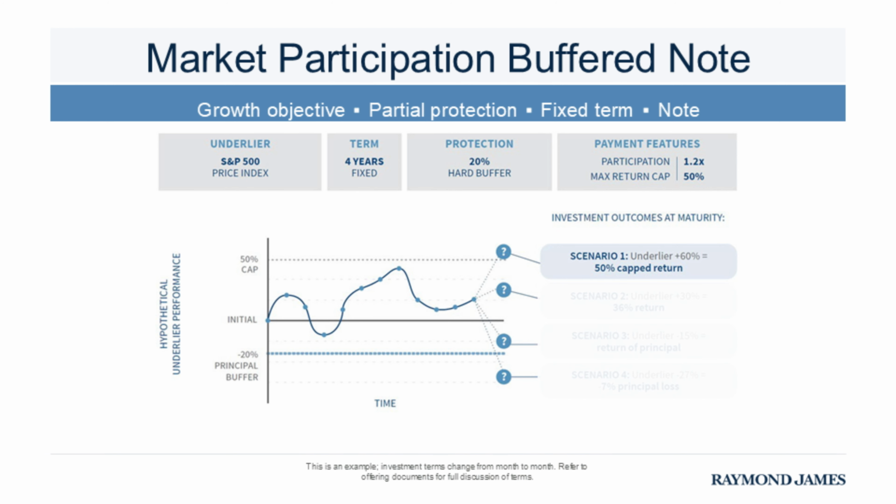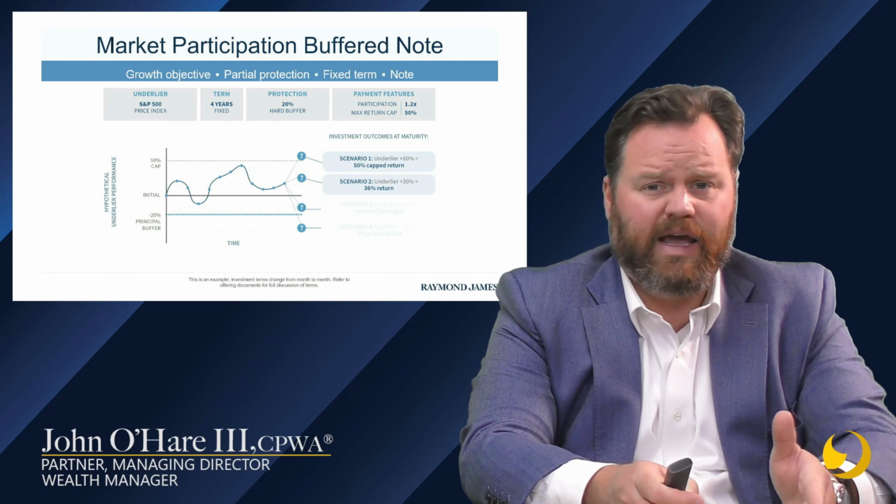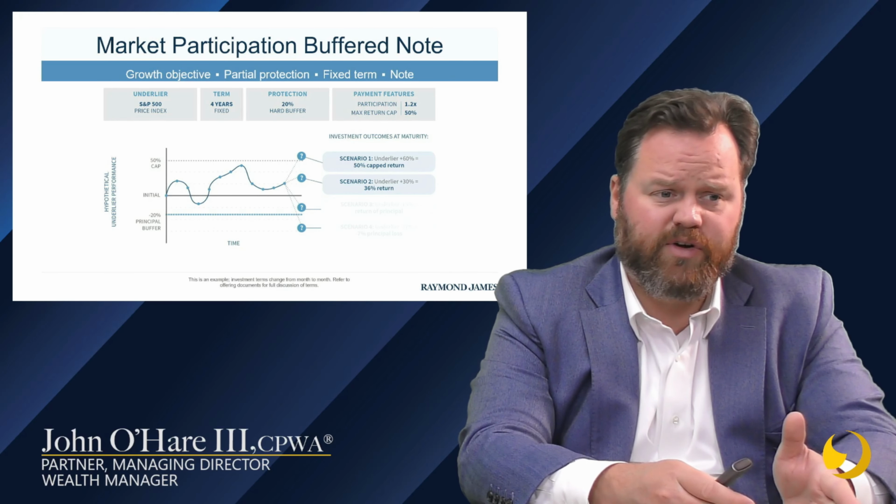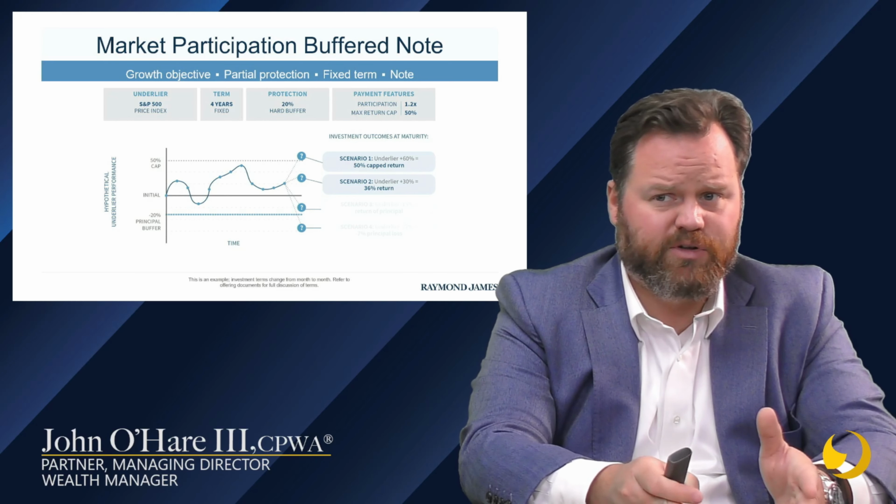The market goes way up, goes up 60% over that time period. What happens? We cap out at 50. The market goes up a lot. The market goes up 30%. We're up 36. 30% times 1.2 is 36%. That's our return. We'll be able to track that to the day from the date of the original observation to the date of the last observation, which is published in the prospectus.